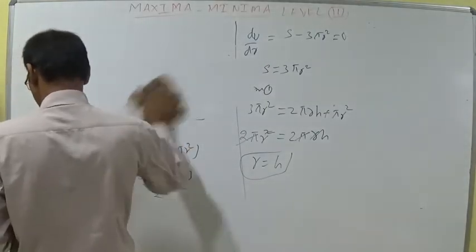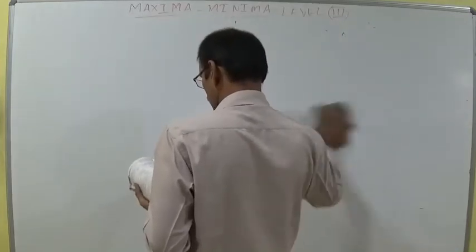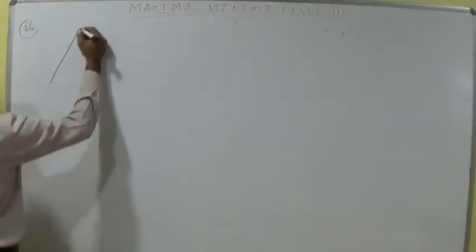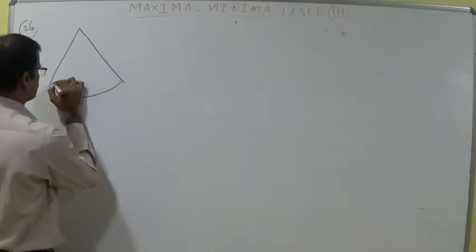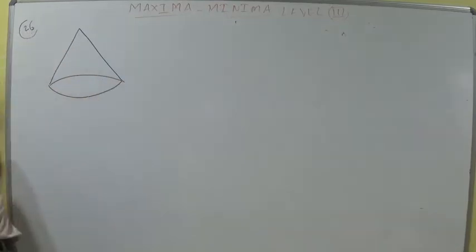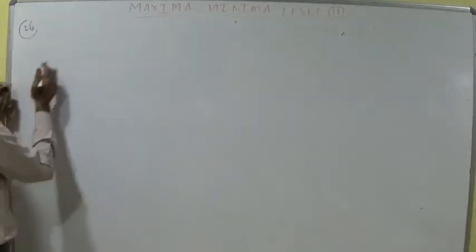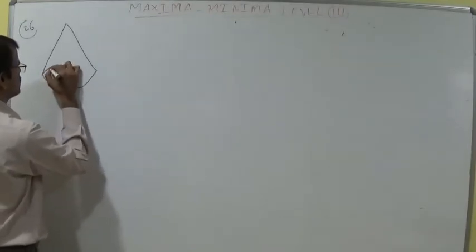26th question, the volume of a cylinder. Try to understand, students, here it is given as the volume of the greatest cylinder which can be inscribed in a cone of height h and semi-vertical angle alpha. Let us draw the diagram of a cone. This is a cone. Semi-vertical angle alpha is given. In the cone, a cylinder is inscribed.